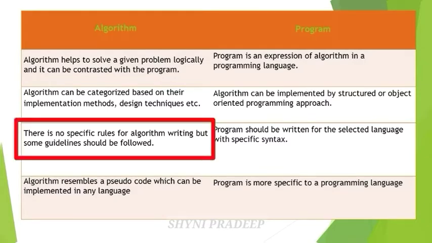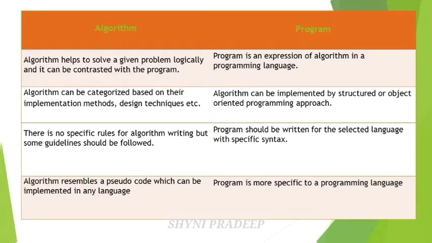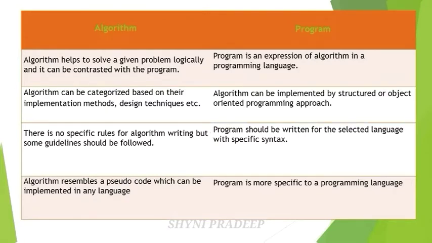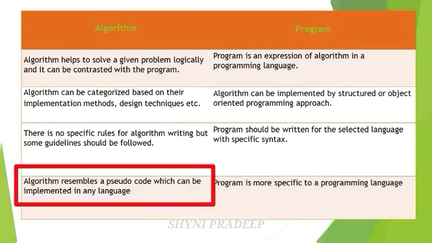Next point, there are no specific rules for algorithm writing, but some guidelines should be followed. There is no rule to write an algorithm. But a program should be written for the selected language with specific syntax. Programs have rules. The program should be written using programming languages only, with the specific syntax. If you give wrong syntax, then it displays an error. So you should follow the rules.